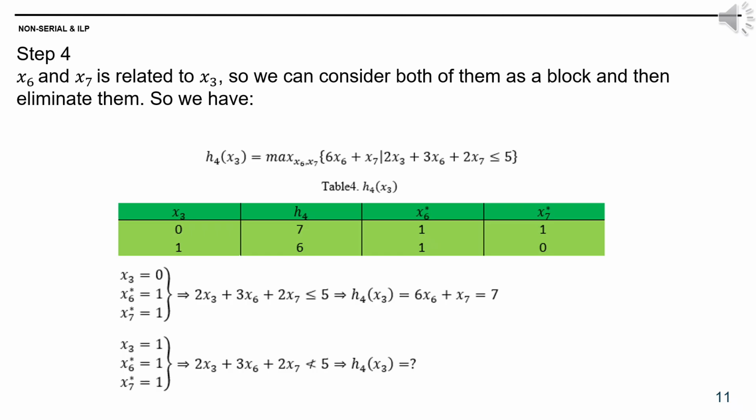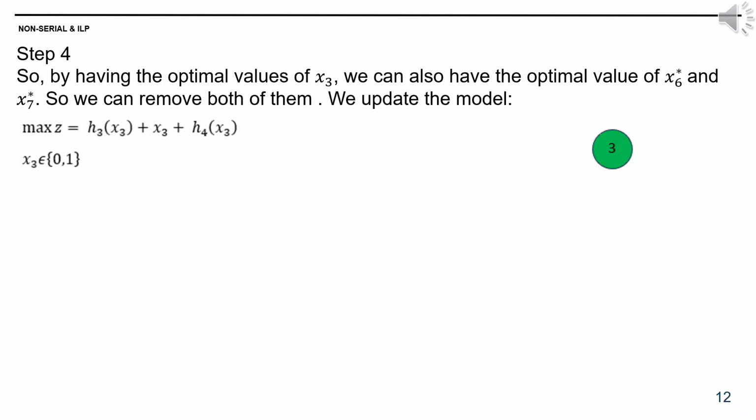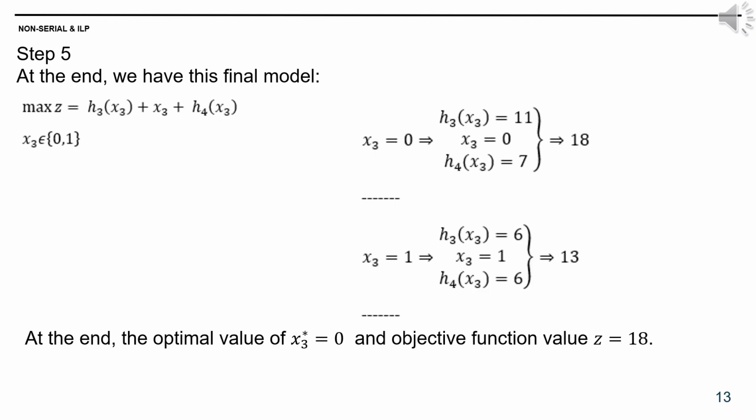In step 4, variables x6 and x7 are selected as candidates for elimination, and the variable connected to them is x3. At the end of step 4, we update our model and graph once more. As you can see, only variable x3 remains. Finally, only one variable is left, and the objective function depends solely on variable x3.